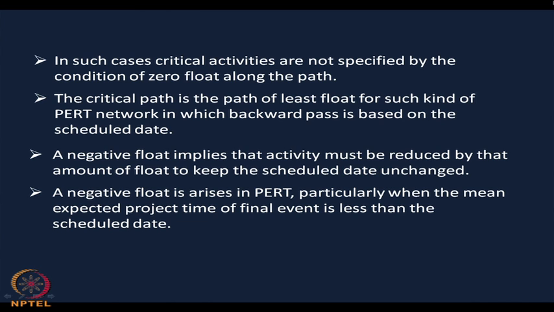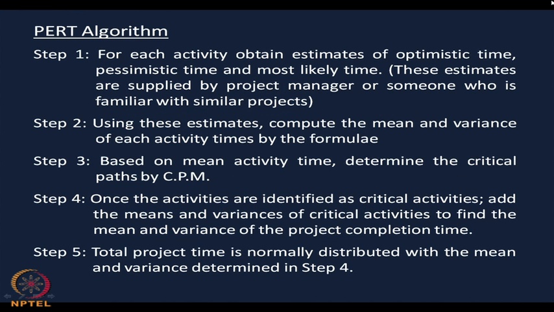That is, TS is less than TE. So what should be your PERT algorithm now? Step 1, I will just tell it briefly. For each activity, obtain the estimates of the optimistic time, pessimistic time and most likely time. As I told you, we have to obtain the estimates of these 3 times, T0, Tp and Tm. These 3 estimates are supplied by the project manager or someone who is familiar with similar projects.